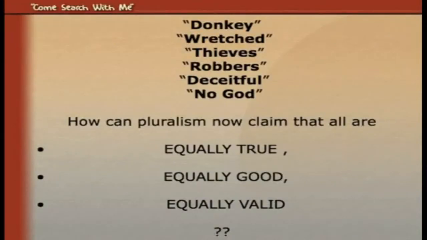Donkey, wretched, thieves, robbers, deceitful: these are the words they use. So how can pluralism now claim that all are equally true? Can you have a deceitful truth? No. Can you find something that's wretched as well as good? And if we understand what they mean by donkey, can you have a valid donkey? No, you can't. Pluralism can say that all of them are bad, but pluralism has no basis for saying all of them are valid. Are you with me? Because in the writings, I do not find that at all.